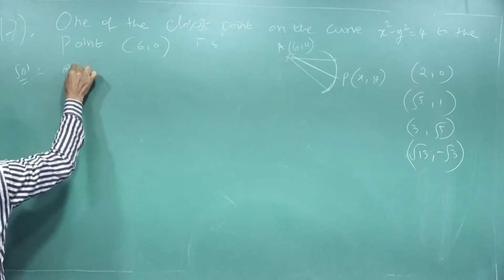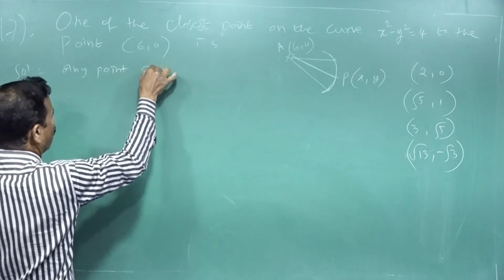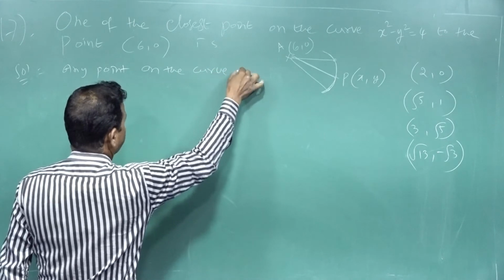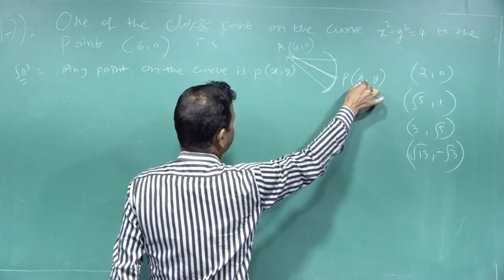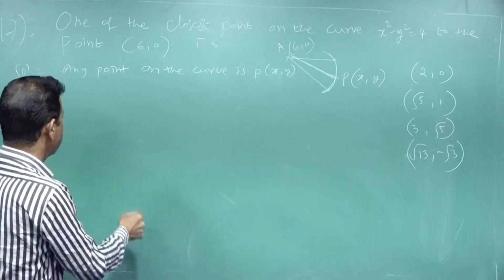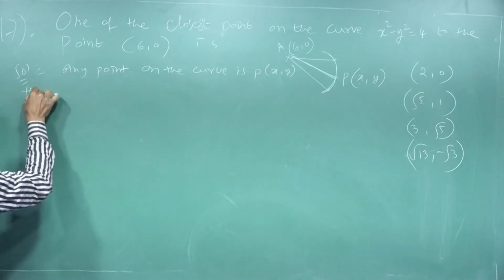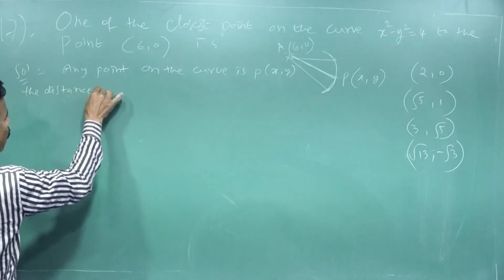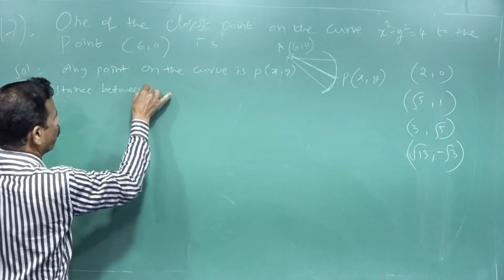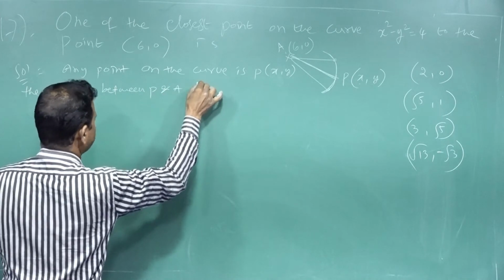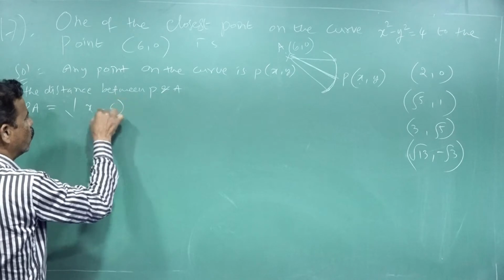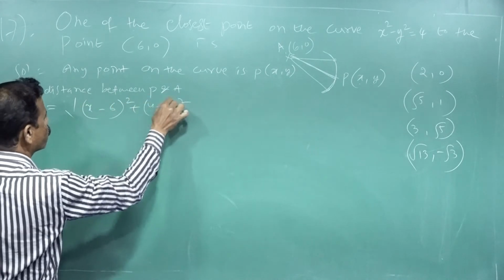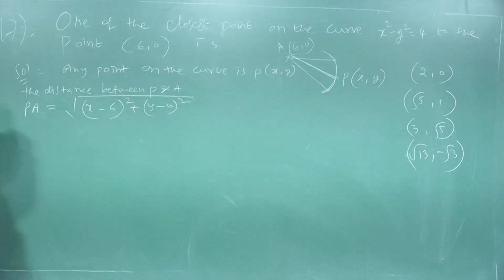Solution. Any point on the curve is P of (x, y). So this distance, P to A, how much? The distance between P and A is PA. That PA value is the square root of (x minus 6) whole square plus (y minus 0) whole square. So this is the function in terms of x and y.